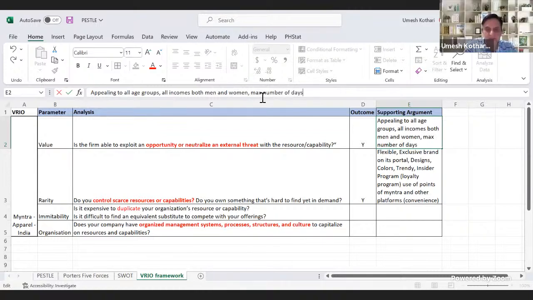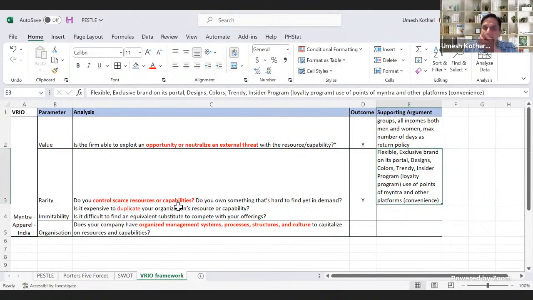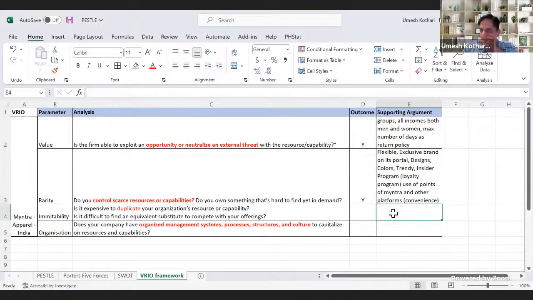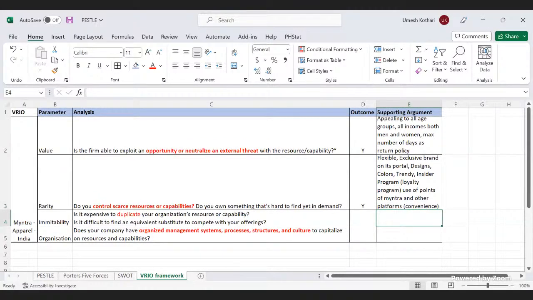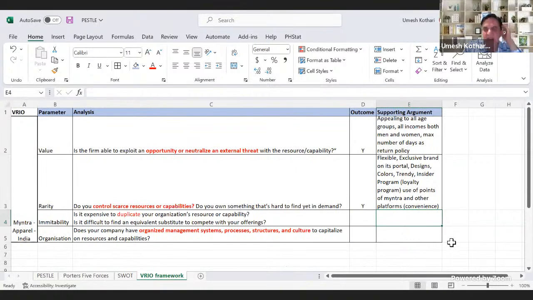Max number of days as return policy. Okay, cool. Right, good. Let's move on to imitability. Is it expensive to find a substitute to compete? Is it easily imitable or not?